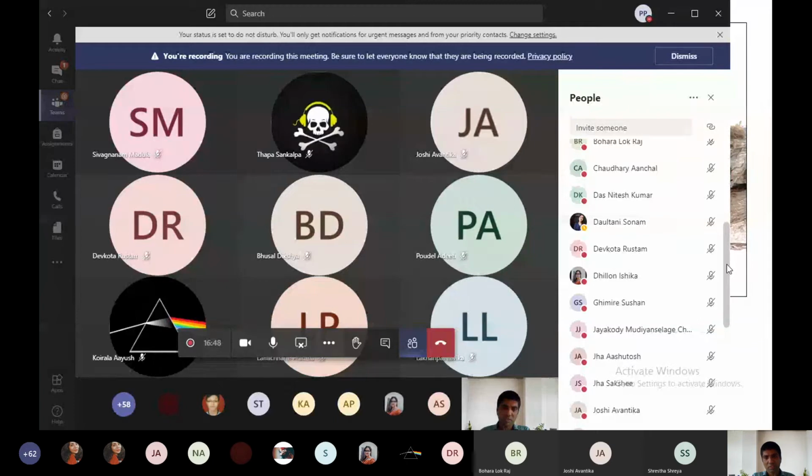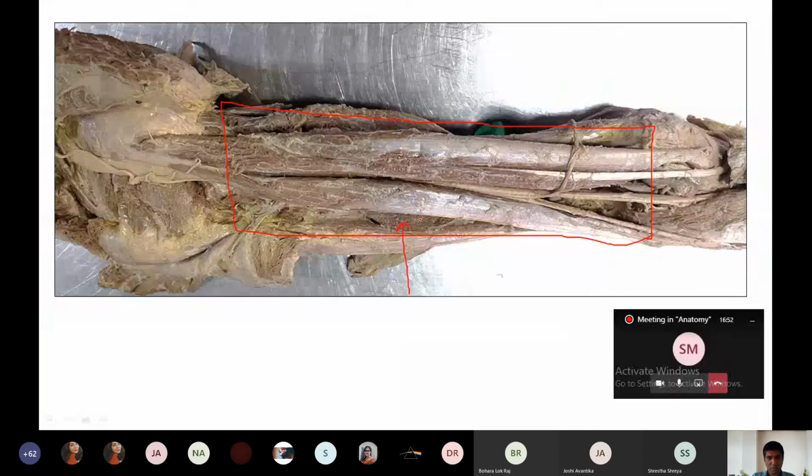Yes, sir. Could you please identify this structure, the arrowed structure? What is this one? I have kept an arrow on one of the muscles. Can you identify? Before identifying, you can guess, see it properly, which side it is lying. On that basis you can identify it. Which side, means medial side or the lateral side.